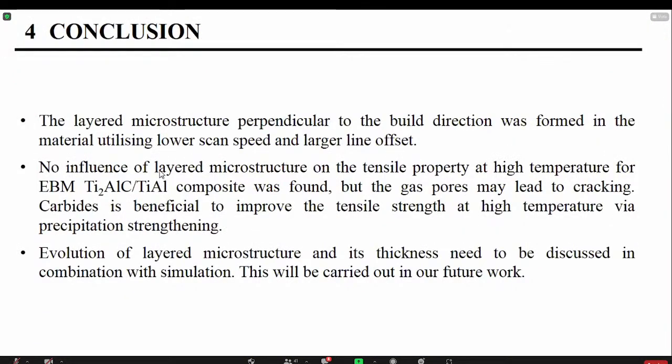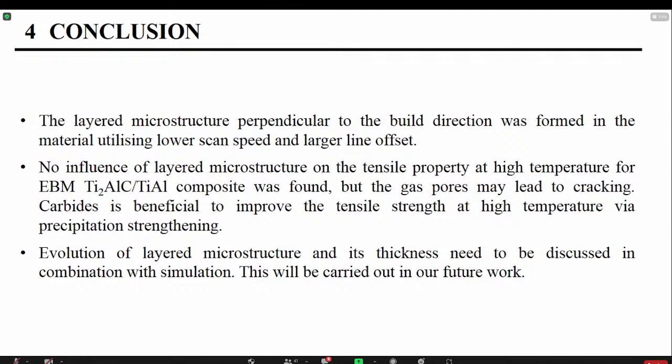In summary, we can draw the conclusions. First, the layered microstructure perpendicular to the build direction was formed by utilizing lower scan speed and larger line offset. Second, no influence of layered microstructure on the tensile property at high temperature for the composite was found, but the gas pore may lead to the cracking. Carbide is beneficial to improve the tensile strength at high temperature by precipitation strengthening.